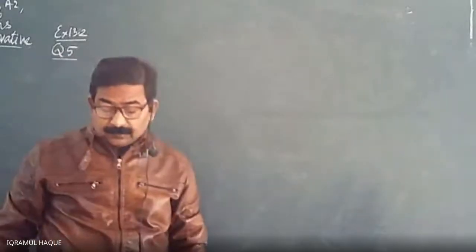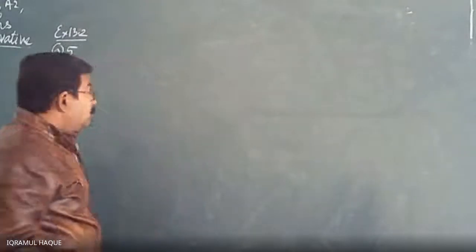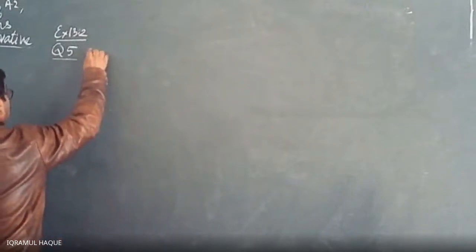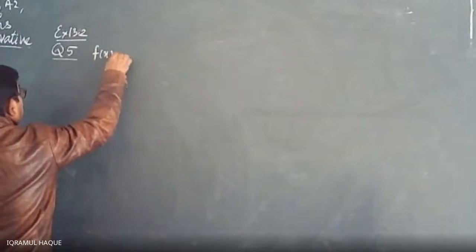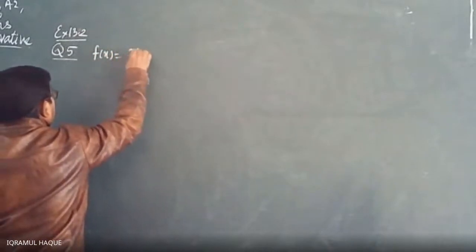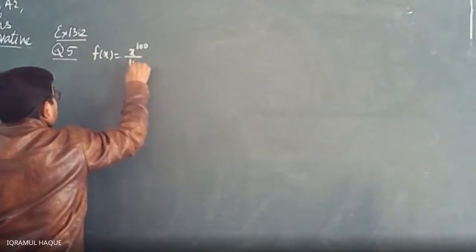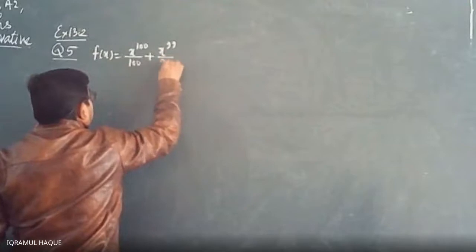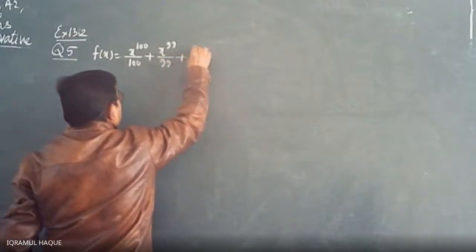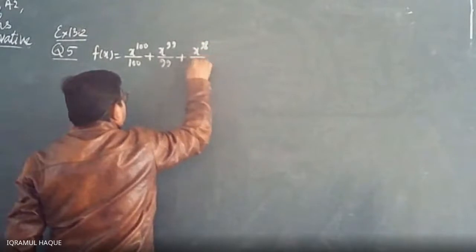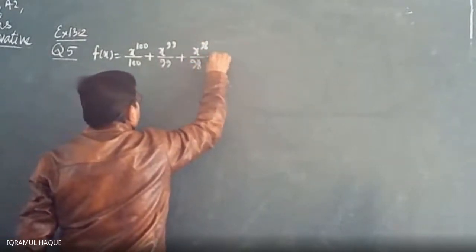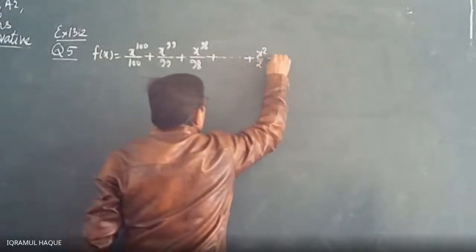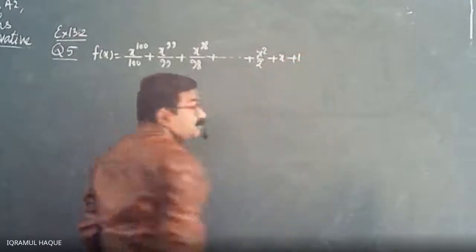Question 5. Given f(x) is equal to x to the power 100 upon 100 plus x to the power 99 upon 99 plus x to the power 98 upon 98 plus so on plus x squared upon 2 plus x plus 1. This is the question.